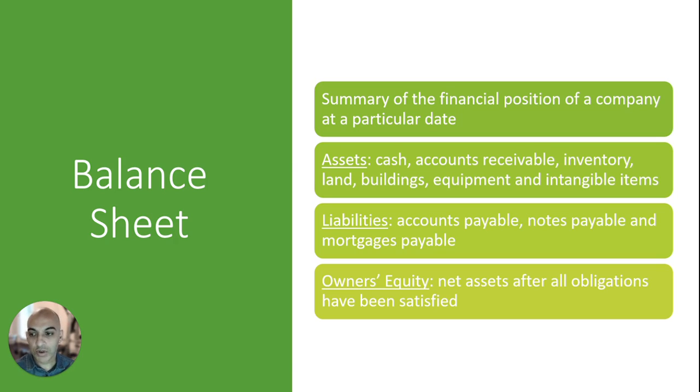Within the financial statements, you have a balance sheet and income statement. Your balance sheet is more of a summary view of the financial position at a particular date. It has all your assets, which will involve your cash, receivable, inventory, building, equipment. Your liabilities, these are all your payables: accounts payable, note payable, mortgage payable, even payroll tax payable, all those liabilities that you have. And owner's equity is basically the net assets after all the obligations have been satisfied. So you have your assets minus your liabilities, and everything else would fall into owner's equity.